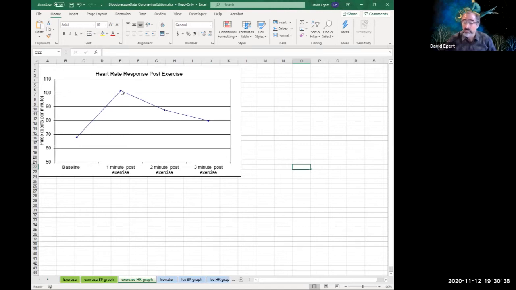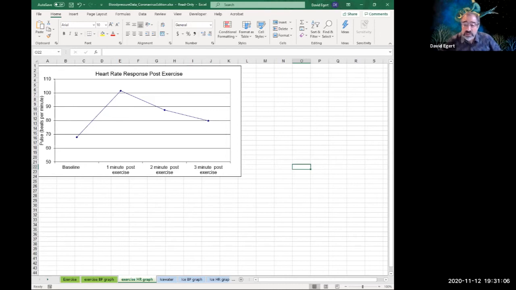heart rate. Remember, cardiac output is stroke volume times heart rate. So if we're increasing the heart rate, we're increasing the cardiac output. Right? So that totally makes sense. And again, you can see this recovery. As you wait, the heart rate is returning back towards resting.